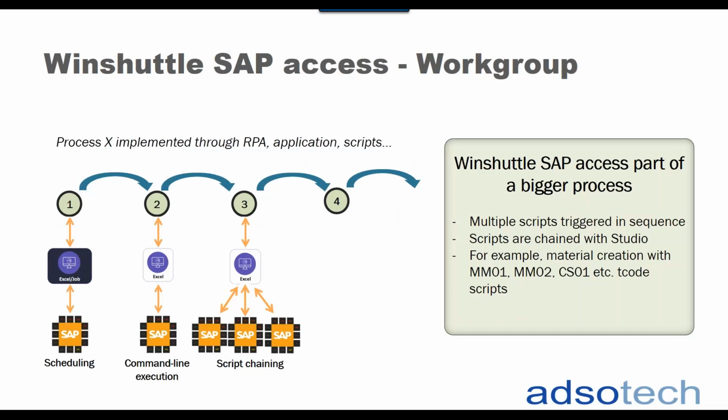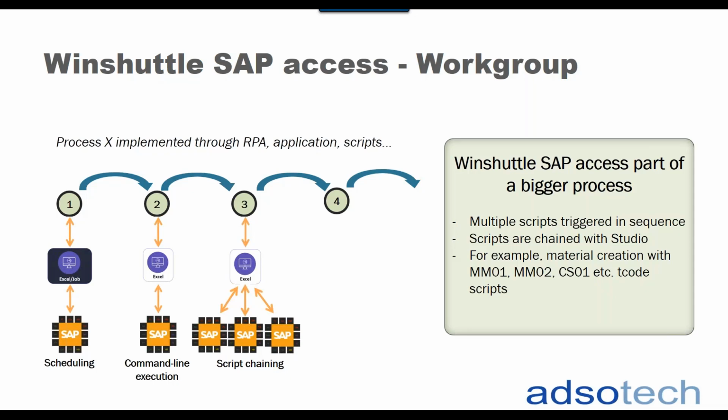Script chaining means that you have, for example, one Excel file and multiple scripts that you want to execute against that same data. So this is also something that can be useful when you want to automate things.